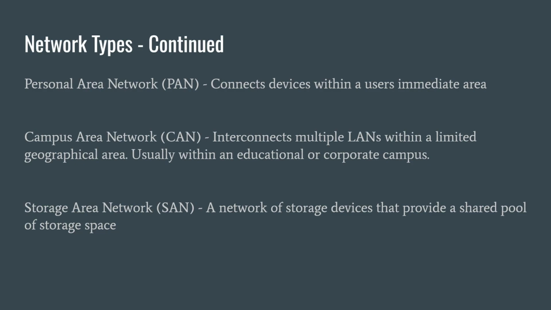Campus area network, CAN, interconnects multiple LANs within a limited geographical area, and it is usually used within an educational or corporate campus. Storage area network, SAN, is just a network of storage devices that provide a shared pool of resources of that storage space.